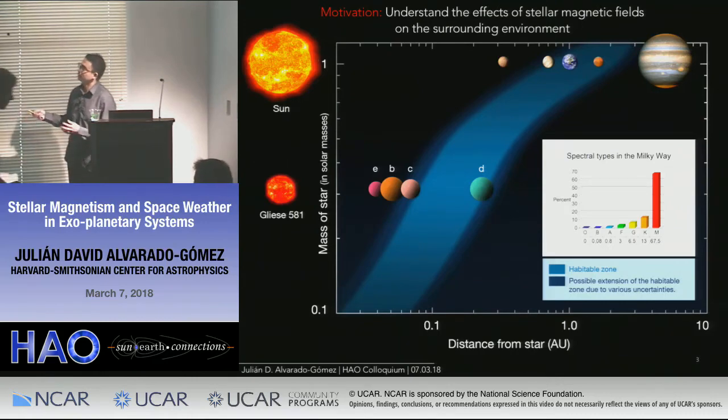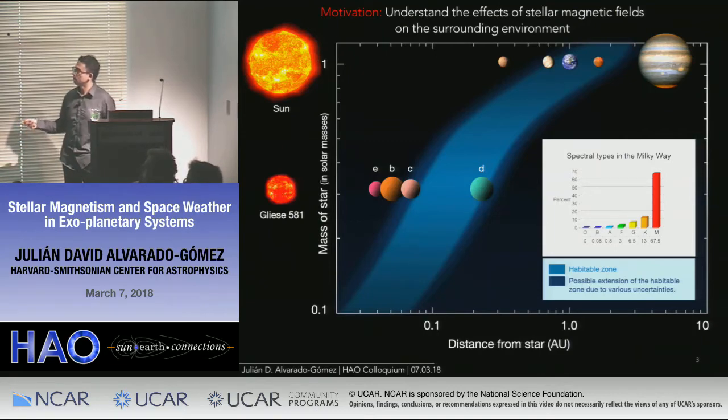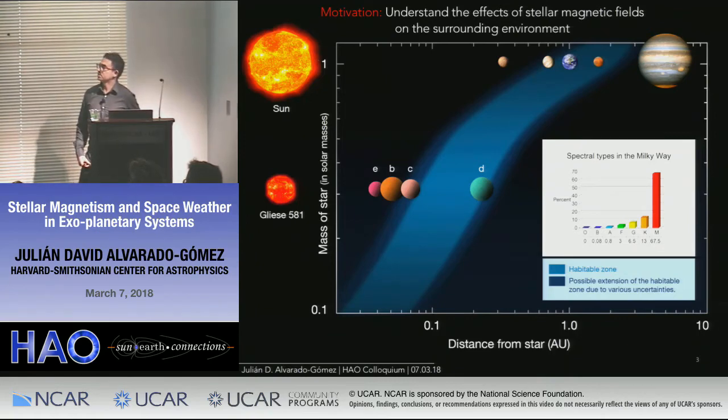So here I just have a kind of an outdated picture. I think those percentages have actually grown for the M-class objects, where basically pretty much almost the entire population of stars in the galaxy are M-dwarfs. So the chances of finding planets there are just bigger.